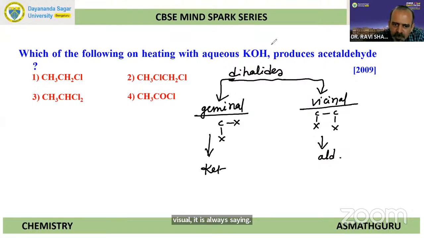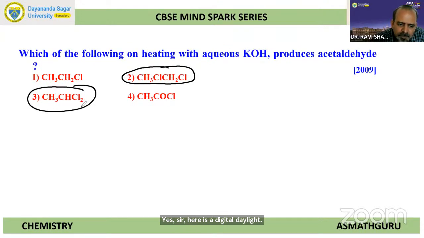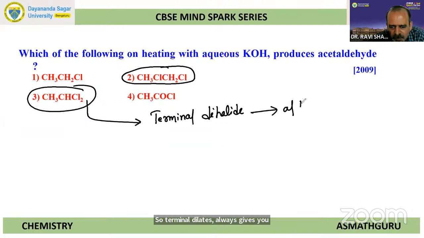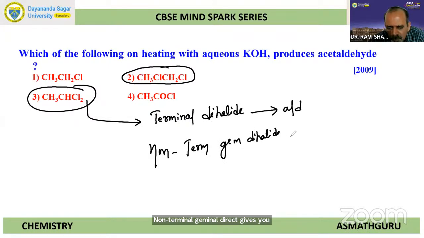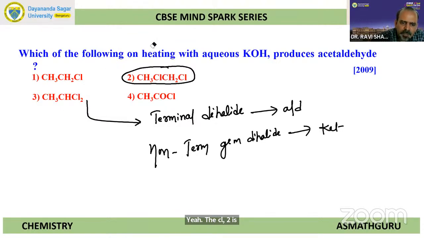Or you can put it like this also. Look at here, sir. Here is a vicinal dihalide. Here, this is also a dihalide. What kind of dihalide is this? Terminal. So terminal dihalides always give you aldehydes. So what does a non-terminal geminal dihalide give you? Always a ketone. Is it terminal or non-terminal? It is terminal, sir. Here the Cl2 is present on the last carbon atom or first carbon atom. Terminal it is.